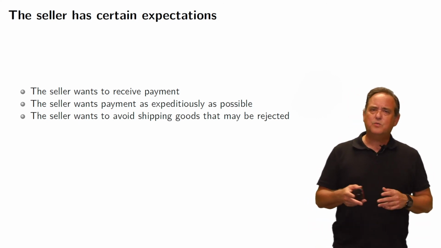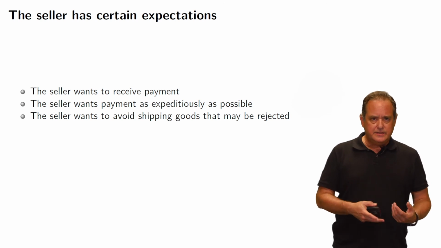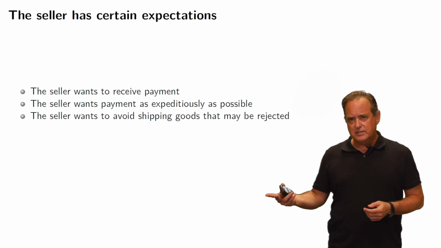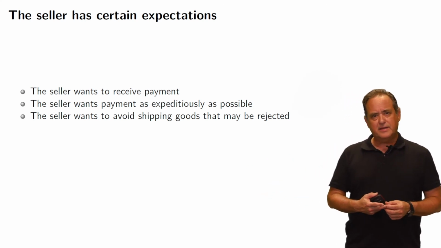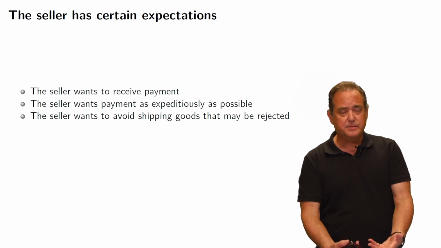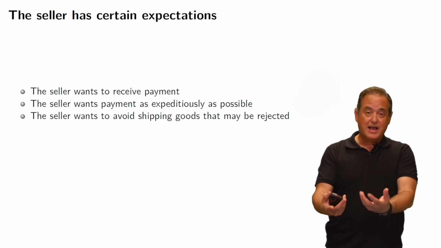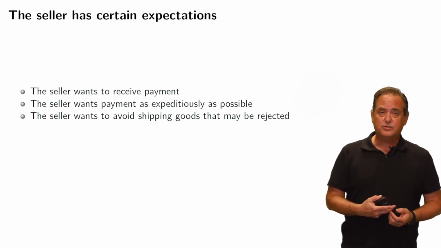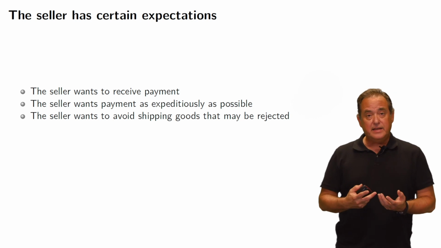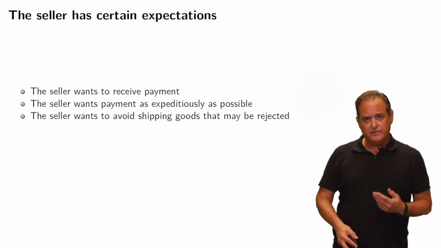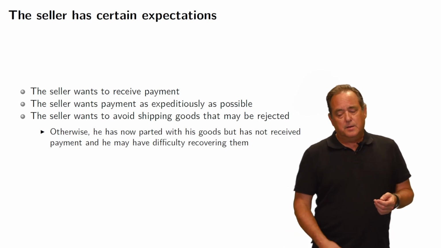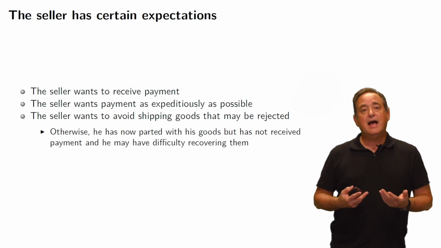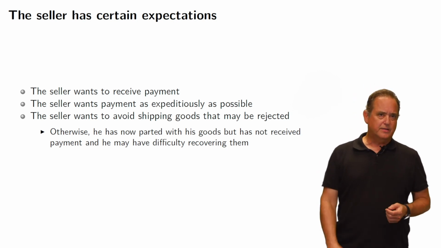Ideally, the seller doesn't want to ship the goods until he gets paid. Why? Because the seller wants to avoid shipping goods that may be rejected at the other end. Once the goods have left your place of business, then you're going to have to get those goods back. If you don't get paid, there's going to be a cost involved in retrieving those goods. And so, ideally, you get paid before the goods leave your warehouse. Because you may have parted with the goods, but you didn't receive payment, and now you've got the difficulty of recovering those goods.